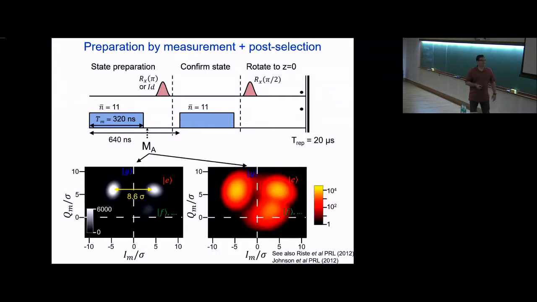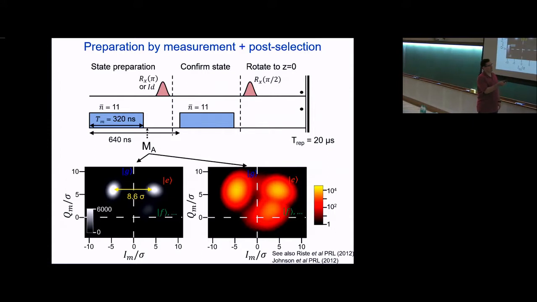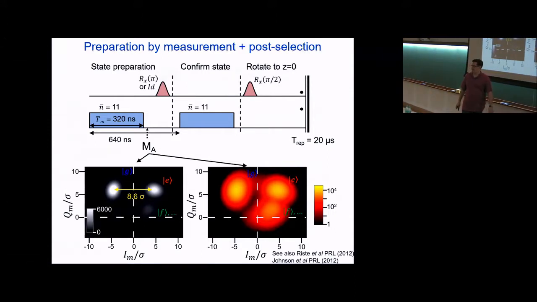If I take the log of this plot, so now this is a log scale histogram, you can see it's very clear. And even on this log scale plot, you can see there's very fine discrimination between these guys. So this is a really nice measurement.